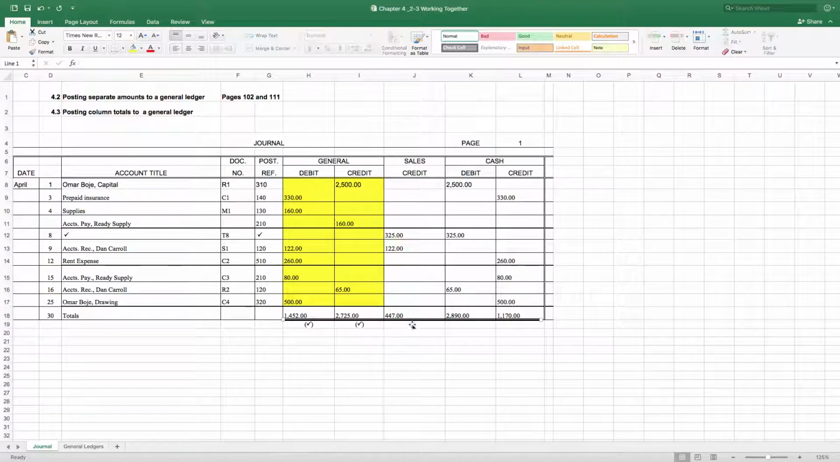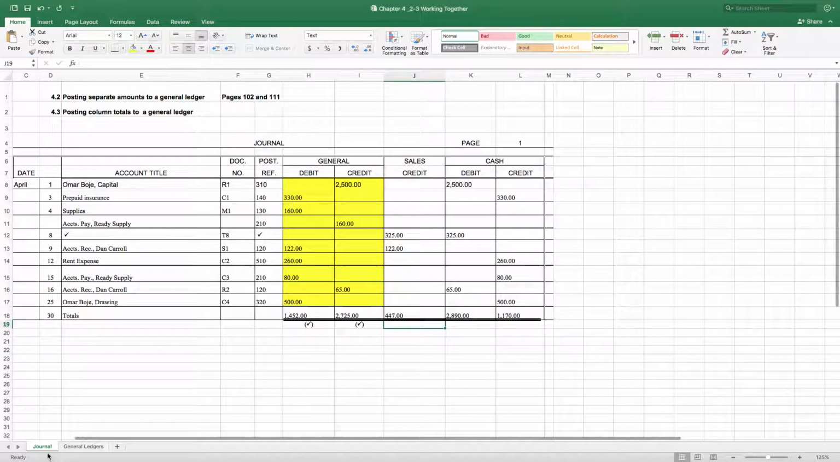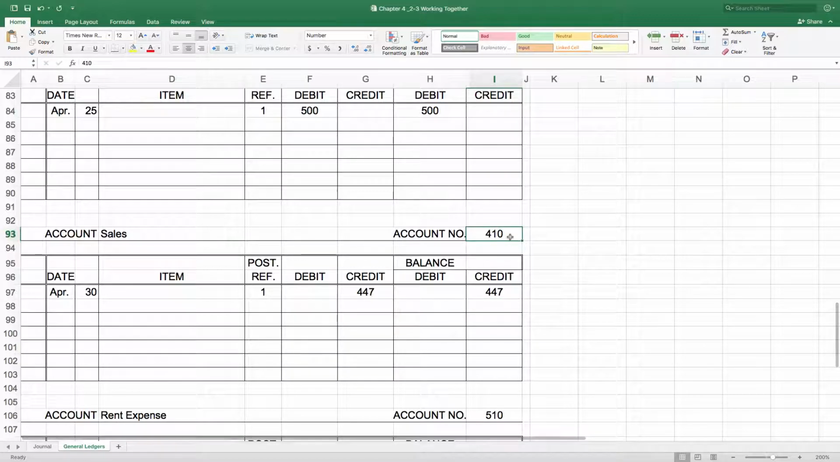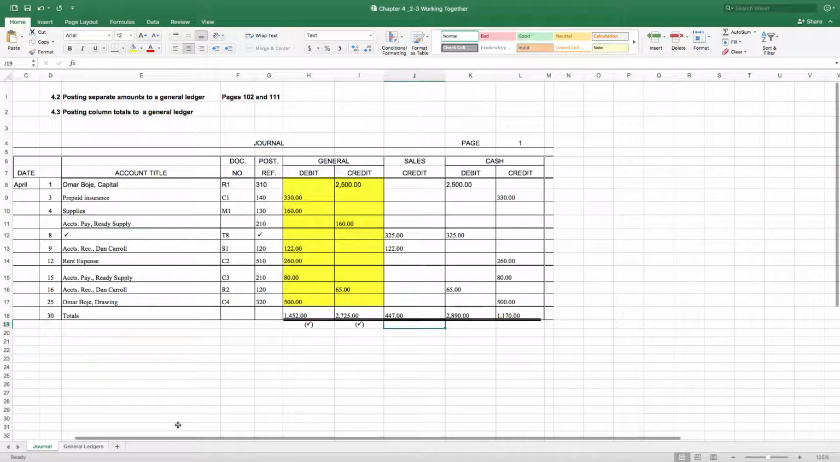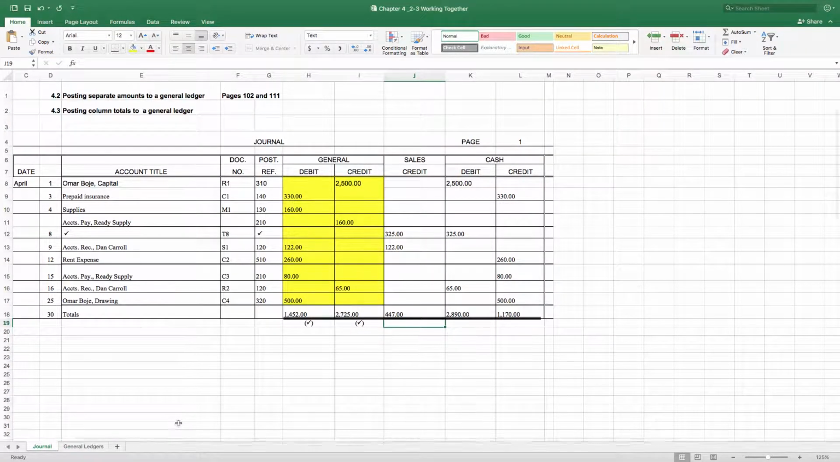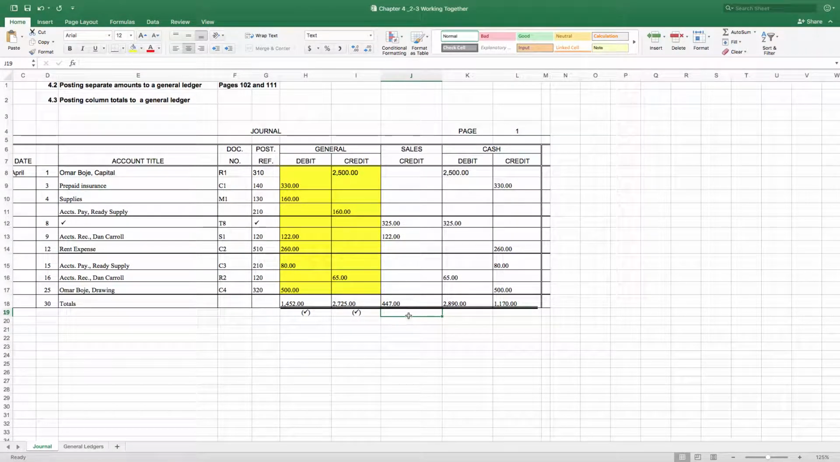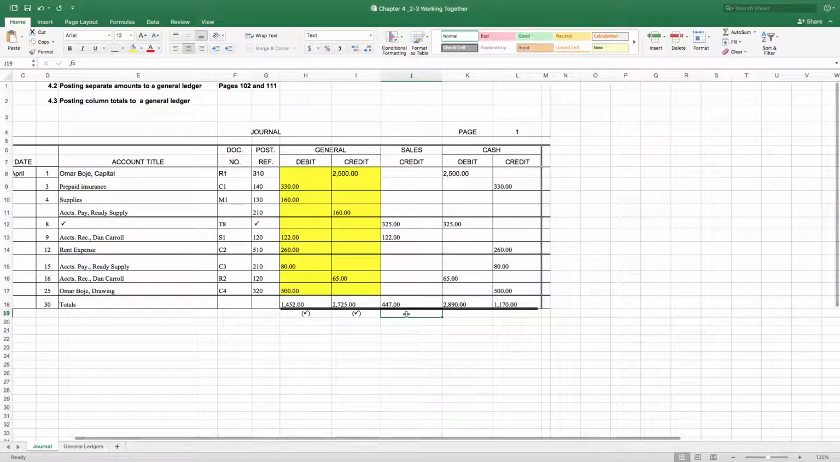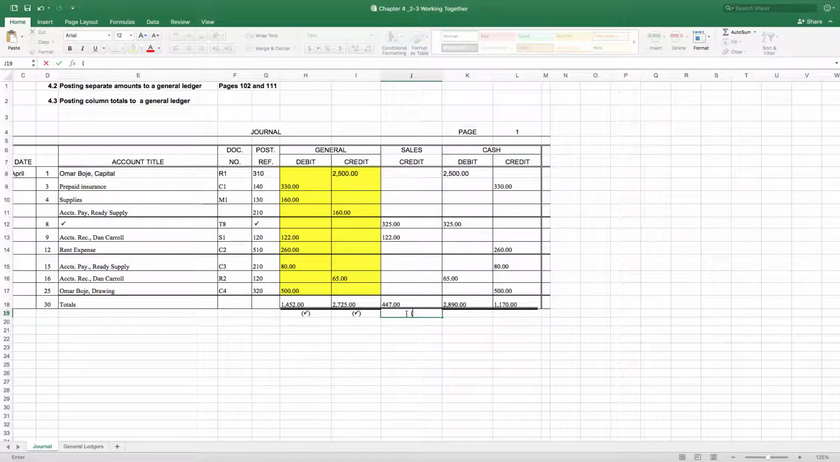Underneath the $447, you'll put the account number for sales. Notice the account number for sales was 410. So, why are we putting it underneath? Because we are posting the totals. That's why. So we want to make sure that that is in parentheses. So you'll open your parentheses and let's put 410 in.